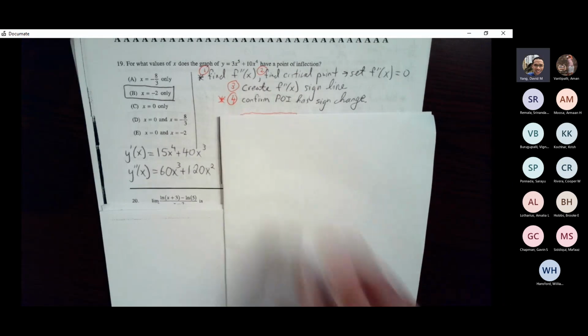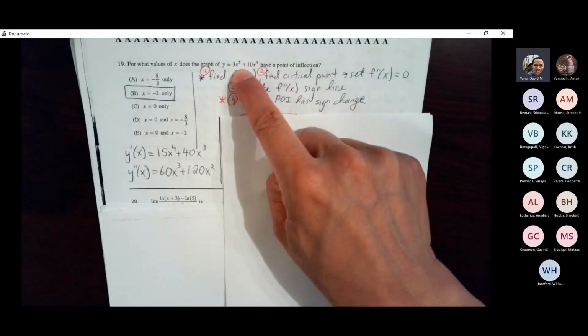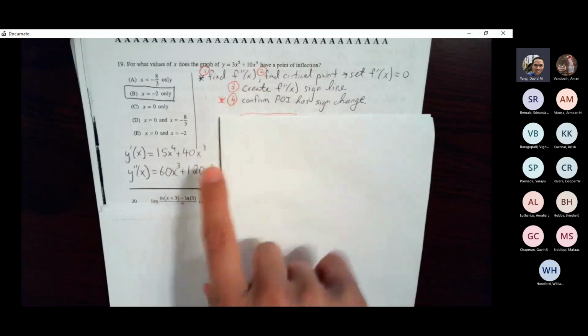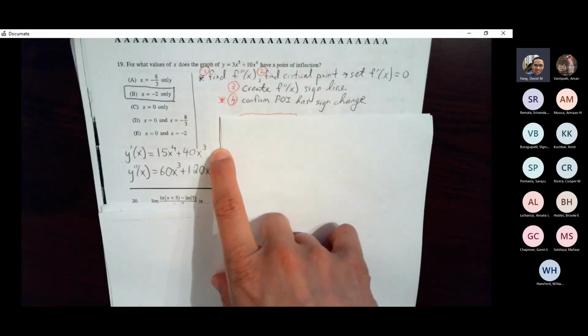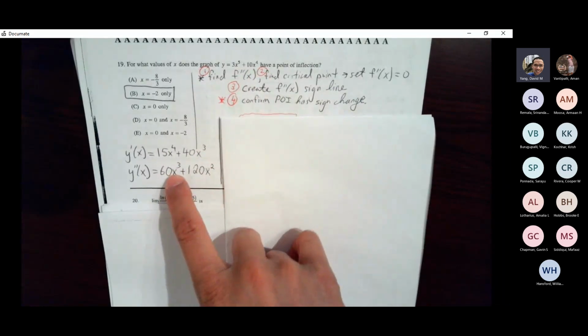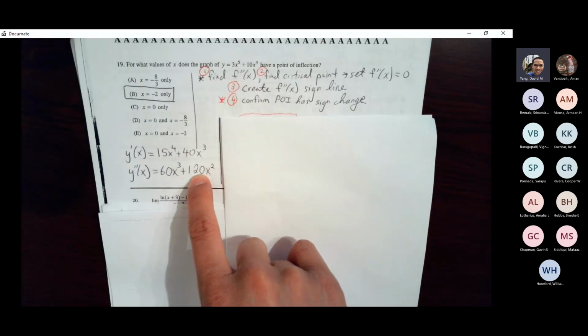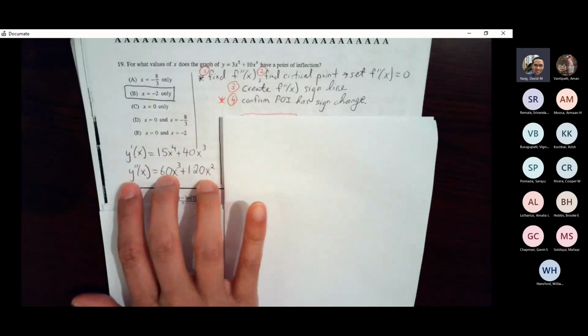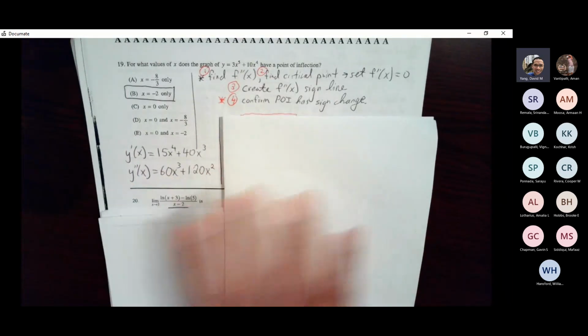So we go through our steps. Let's make our way to the second derivative. Everything is set up nicely for the power rule. So we get 15x to the 4th plus 40x cubed. Keep going through our derivative step: 60x cubed plus 120x squared. Find our critical points. We can set our second derivative equal to 0.